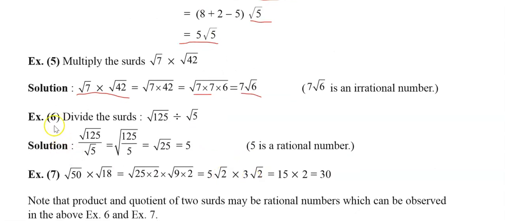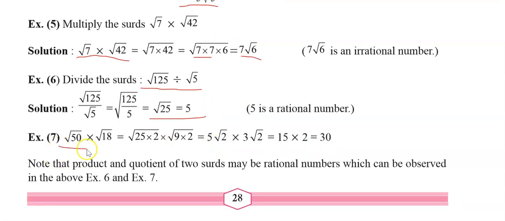Next is to divide the surds. That is, root of 125 upon root of 5. Both of them have the same order. Therefore, we can write it in a single square root sign. That is 125 upon 5. Therefore, root of 25, and the answer is 5. This is a rational number after simplification.